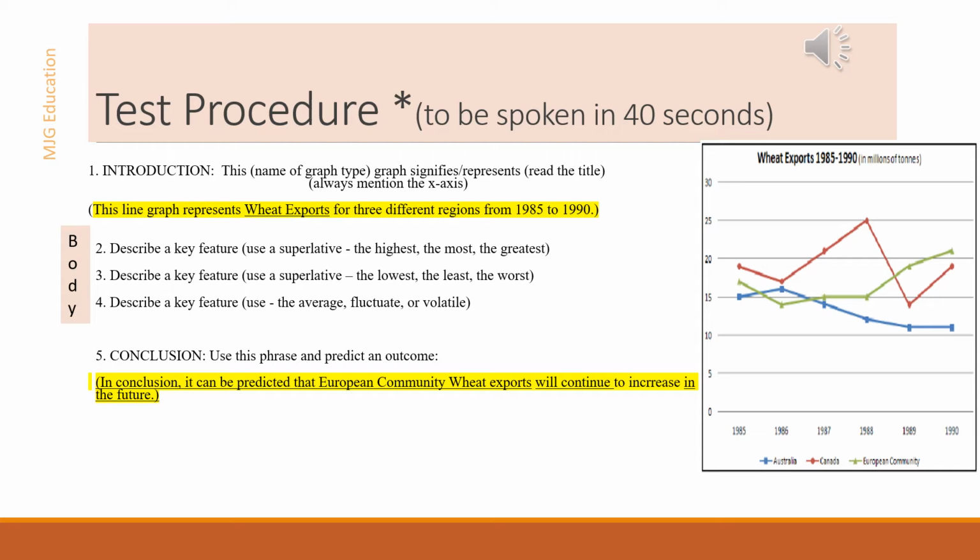The conclusion, you can always use a standard. Here we say, in conclusion, it can be predicted that the European community wheat exports will continue to increase in the future. The easiest way to write a conclusion is always just to use a prediction about the future. So, it can be predicted. You can memorize most of it, but the thing you always have to remember when you develop your own test procedure, 5 sentences, speak it at a regular tempo, you'll always end up between 27 and 35 seconds. That's a 90 every time on the PTE.